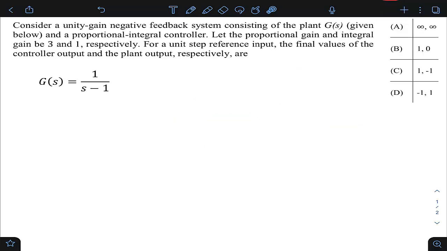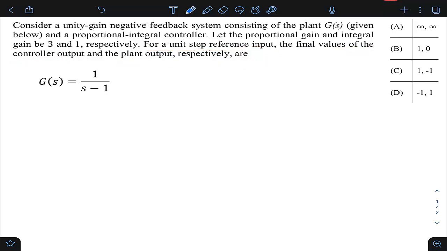This question was asked in GATE 2023 of electrical. This is from the control system subject, and it is based on the basics of control systems with a little bit of idea of the PI controller. The question is, consider a unity gain negative feedback system consisting of plant G(s) given below and a proportional integral controller. Let the proportional gain and integral gain be 3 and 1 respectively. For a unit step reference input, the final values of the controller output and the plant output respectively are.